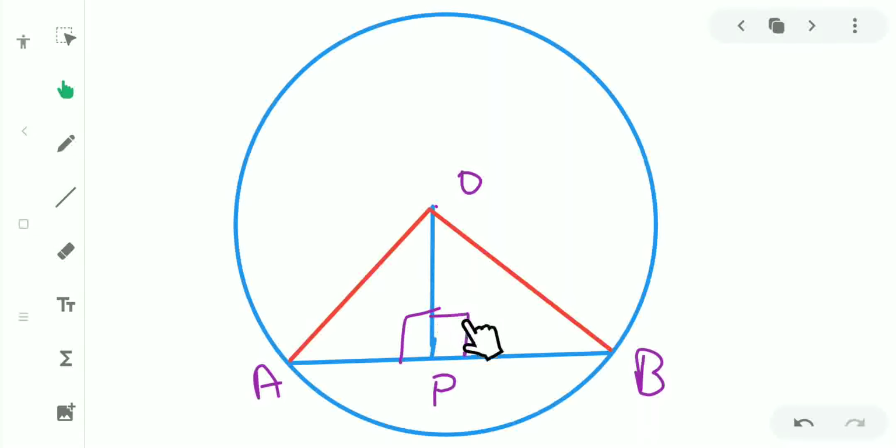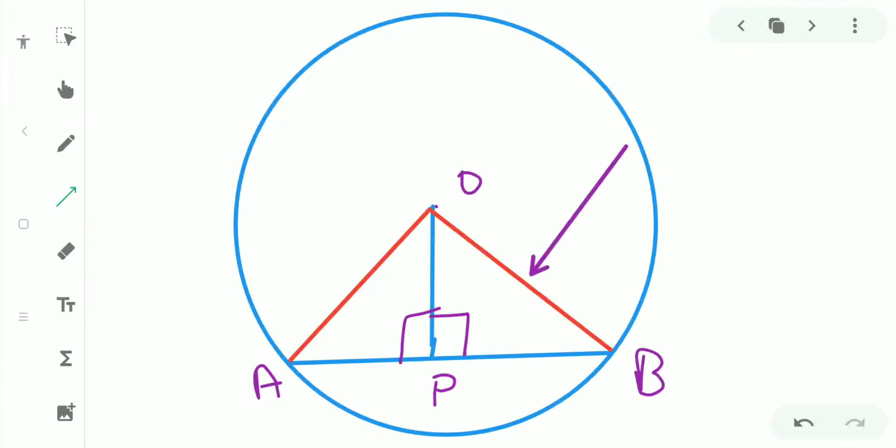Now we can also give another name for this line. Can you guess what it is? Yes, it is known as hypotenuse. It is also known as hypotenuse because the side or the line segment which is opposite to 90 degrees is called the hypotenuse.